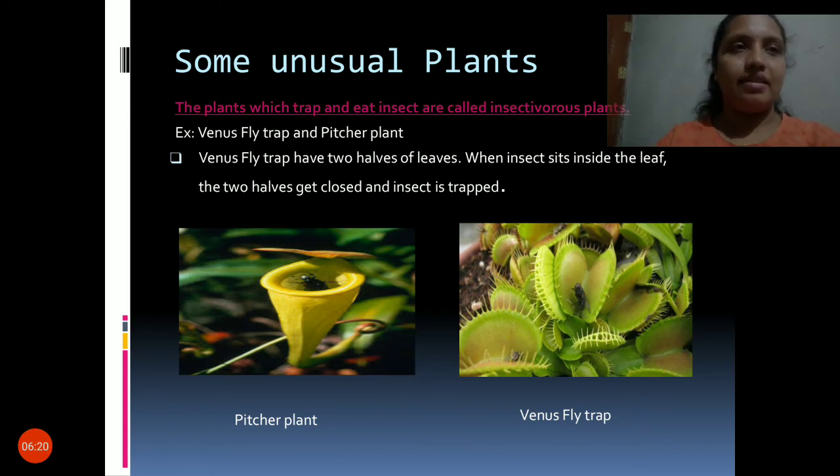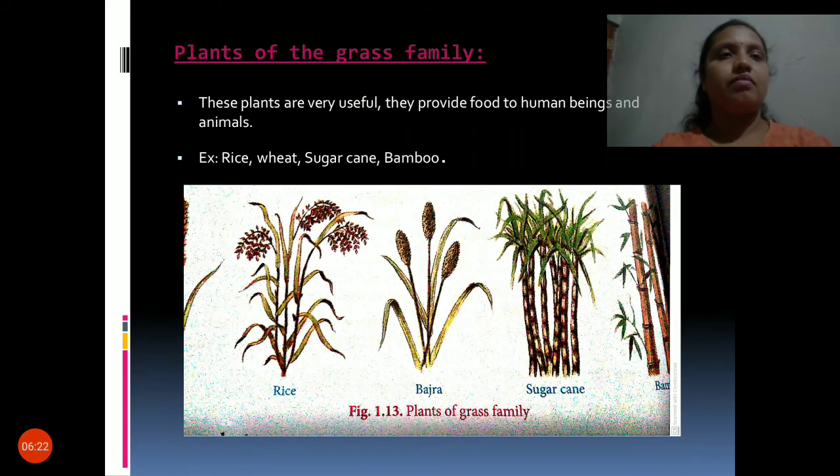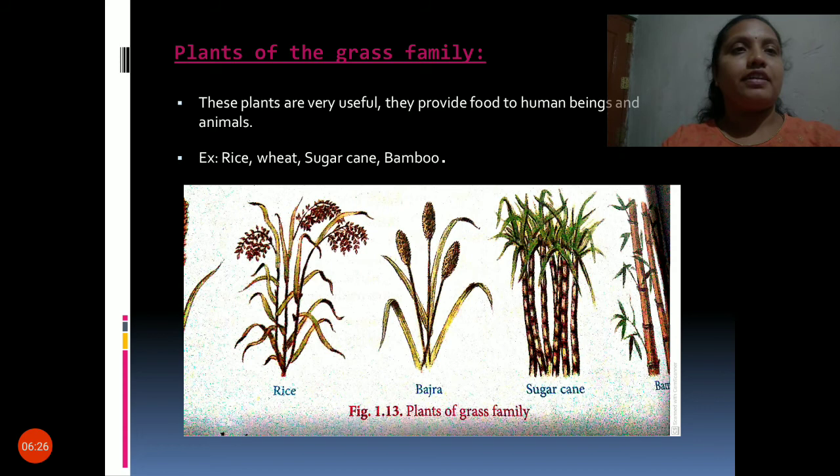They eat insects. Then one more is plants of the grass family. These we are very familiar with. We have seen all these grass family plants. These plants are very useful. They provide food to human beings and animals.